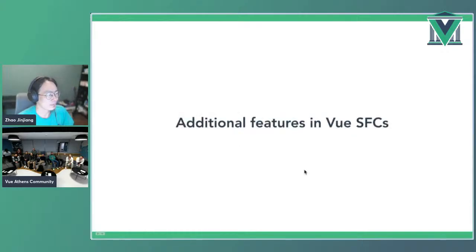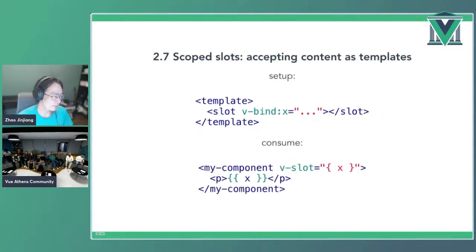Let's continue. So that's about the feature by feature comparison and demos. Then there are some additional features that only Vue SFCs have. The first one is the scoped slot. It's quite interesting. So instead of static content in a normal slot, in Vue, it can also accept templates with dynamic data in a component slot.